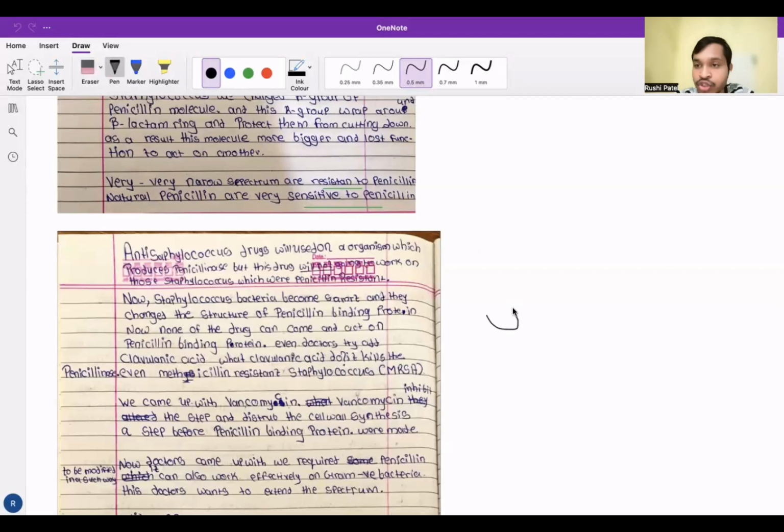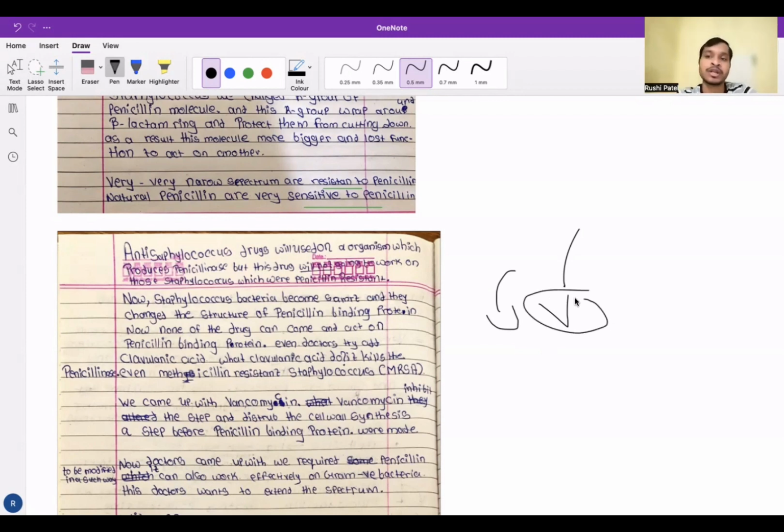Supposing it is like a U shape, the drug came and bound here, but now they change their structure and become a V. I'm just giving an example, it's not actually a U or V. They change their penicillin binding protein structure, so if the drug comes and is not able to fit in the structure, it is not able to show its function. Now the doctors again become sad, because they are not able to kill the staphylococcal bacteria since they changed the structure.